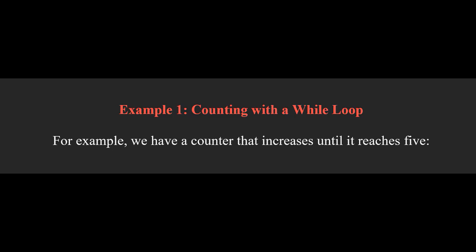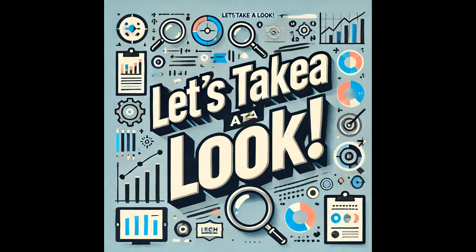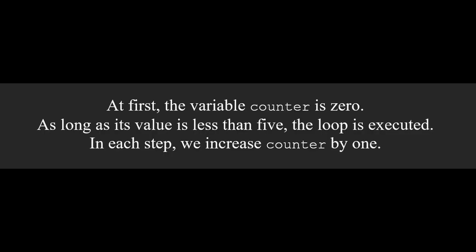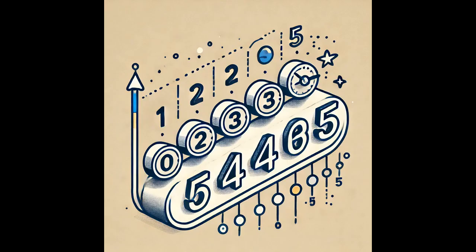Example 1. Counting with a while loop. For example, we have a counter that increases until it reaches 5. counter = 0, while counter < 5: print(f"counter: {counter}"), counter += 1. At first, the variable counter is 0. As long as its value is less than 5, the loop is executed. In each step, we increase counter by 1.